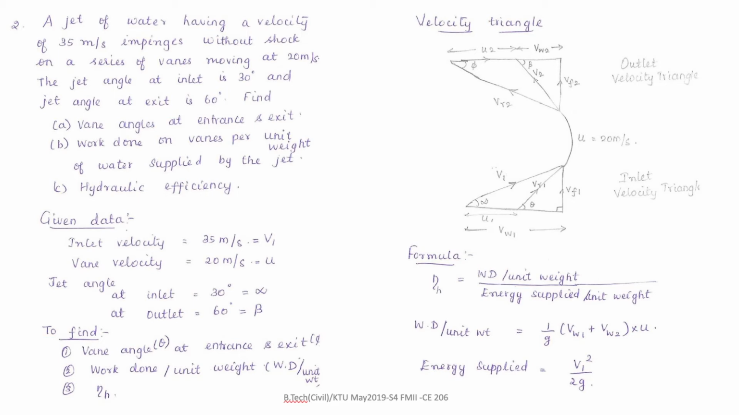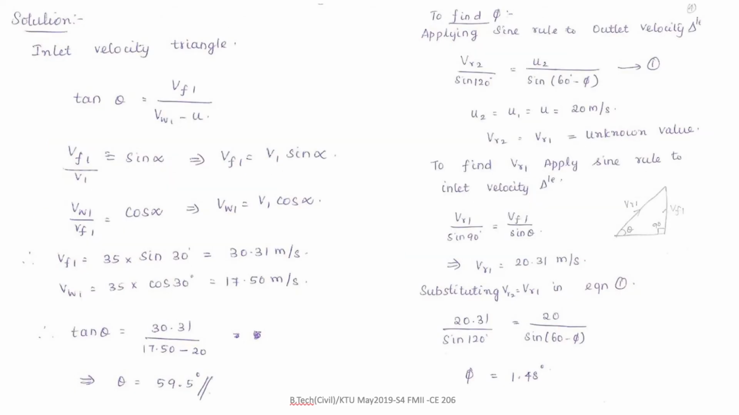Let's go to the solution. What is the first thing? Listen carefully. From the inlet velocity triangle, you can calculate theta. And from the outlet velocity triangle, we will get phi. So now concentrate only on the inlet velocity triangle for finding the theta value. So here tan theta is equal to Vf1 divided by Vw1 minus U1.